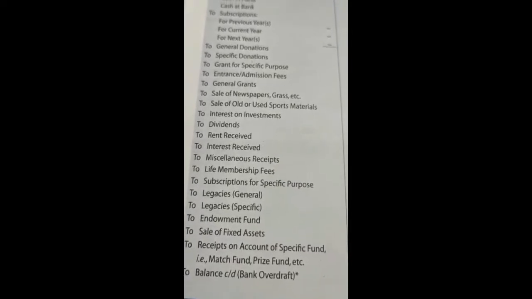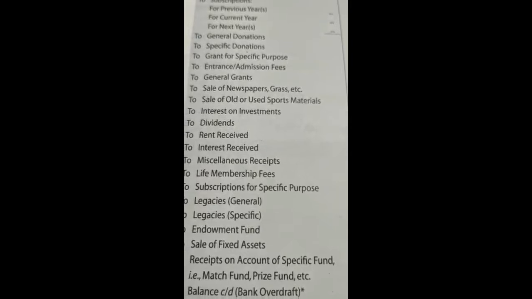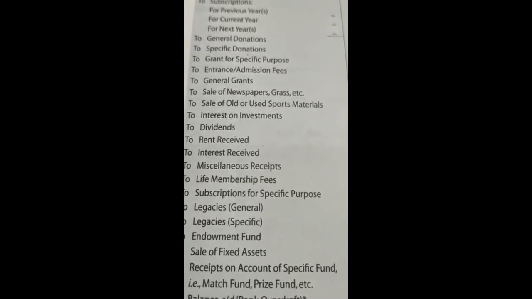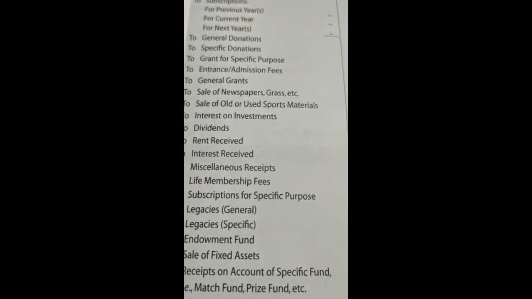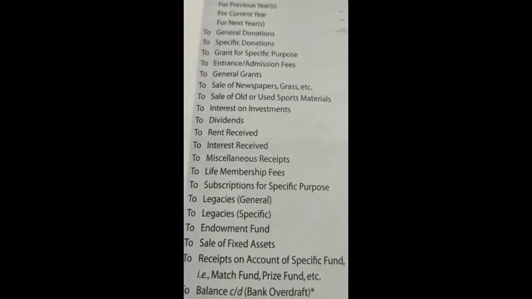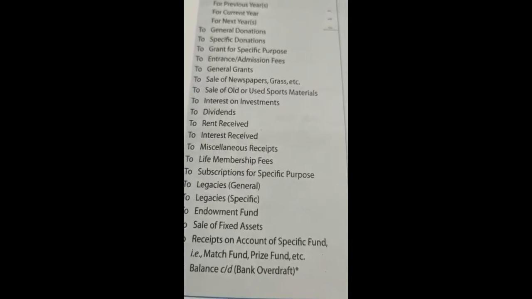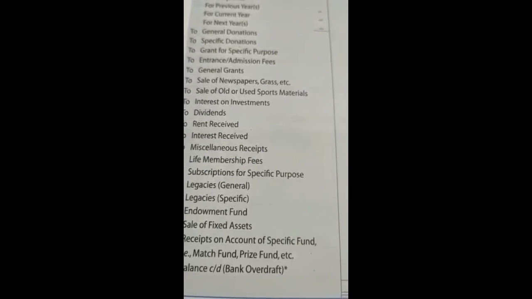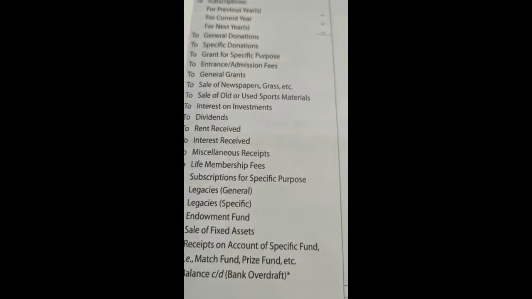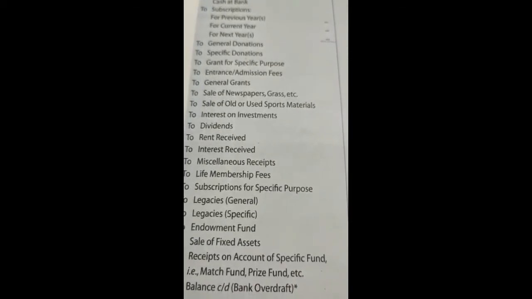Then you have sale of newspaper or scrap, etc. Sale of old newspaper, we call it pasti or scrap. So whenever we sell this, whatever amount we get, that is a receipt. Then sale of old or used sports material. If there is a sports club, they may have old, used material, and if they sell it, whatever amount they get, that is a receipt. So that will also come on the receipt side.